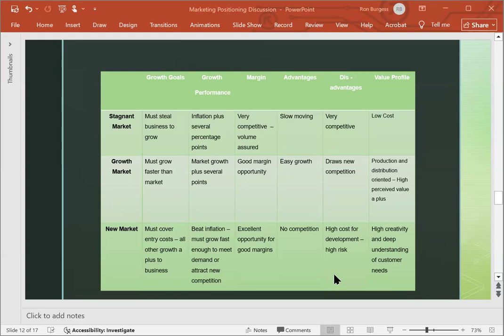And a brand new market is something that people don't know much about. So you have to spend a lot of time educating them, especially if it's a technical kind of product. They need to understand what it is, how it's going to work, and how it's going to help them. It really requires high-end creativity and sometimes a huge amount of money.